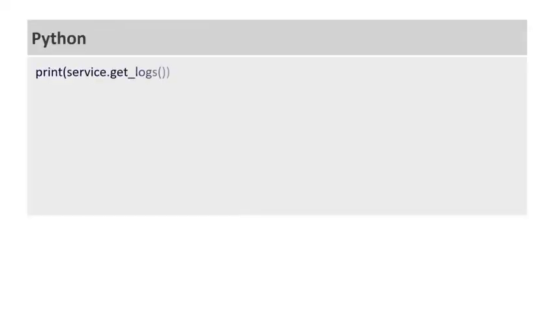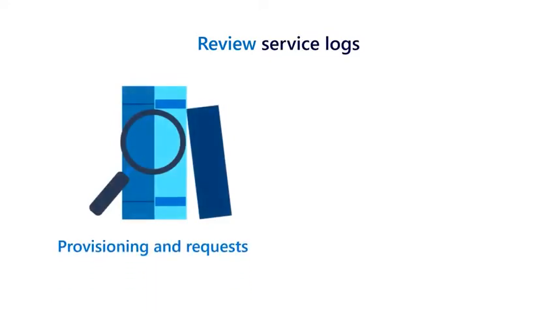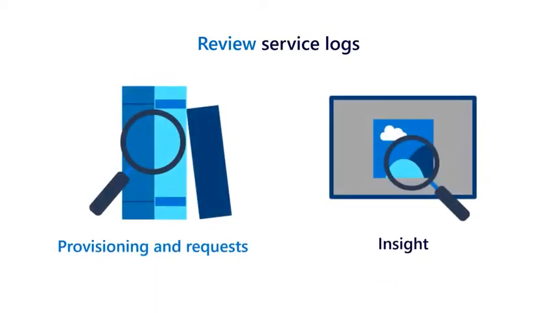If a service is not healthy, or you are experiencing errors when using it, you can review its logs. You can review these logs using code. The logs include detailed information about the provisioning of the service and the requests it has processed. These can often provide an insight into the cause of unexpected errors.